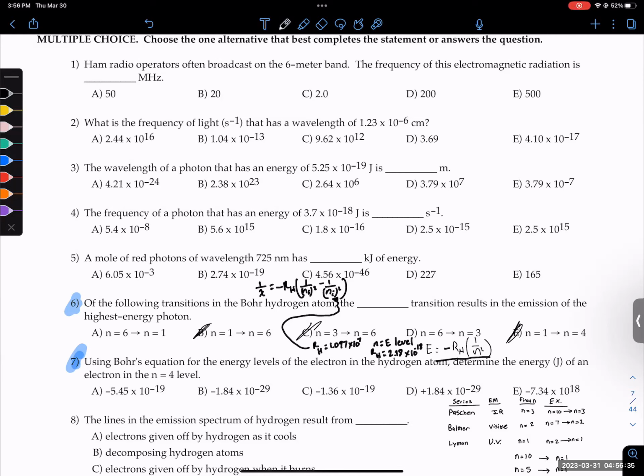Oh, we're doing number 6. We already did that. Yes, we did. I already crossed the answer choices out. Then we circled, figured out it was A because that's the Balmer series. That's the easy one we did.